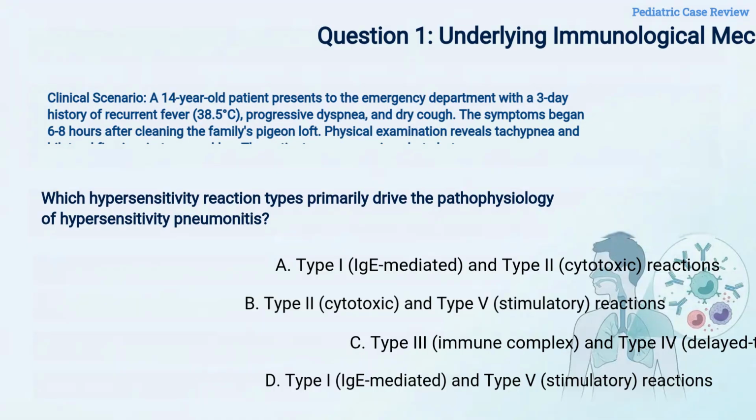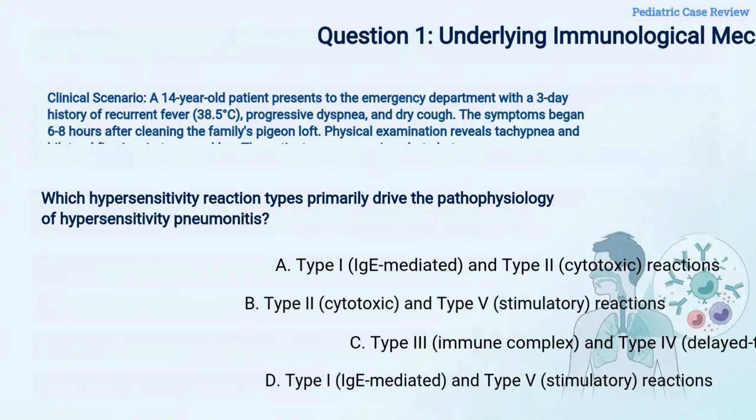Let us begin. Question 1. Underlying immunological mechanisms. A 14-year-old patient presents to the emergency department with a 3-day history of recurrent fever of 38.5 degrees Celsius, progressive dyspnea, and dry cough. The symptoms began 6 to 8 hours after cleaning the family's pigeon loft. Physical examination reveals tachypnea and bilateral fine inspiratory crackles. The patient appears anxious but alert.